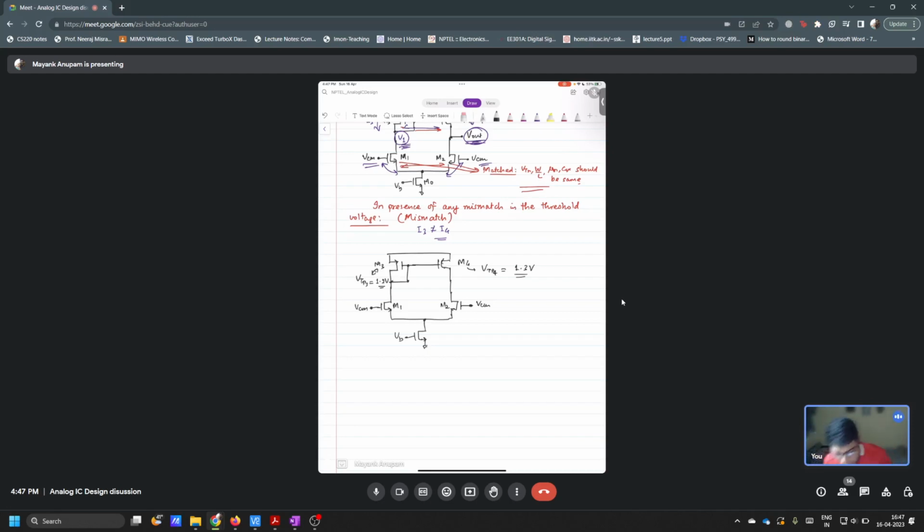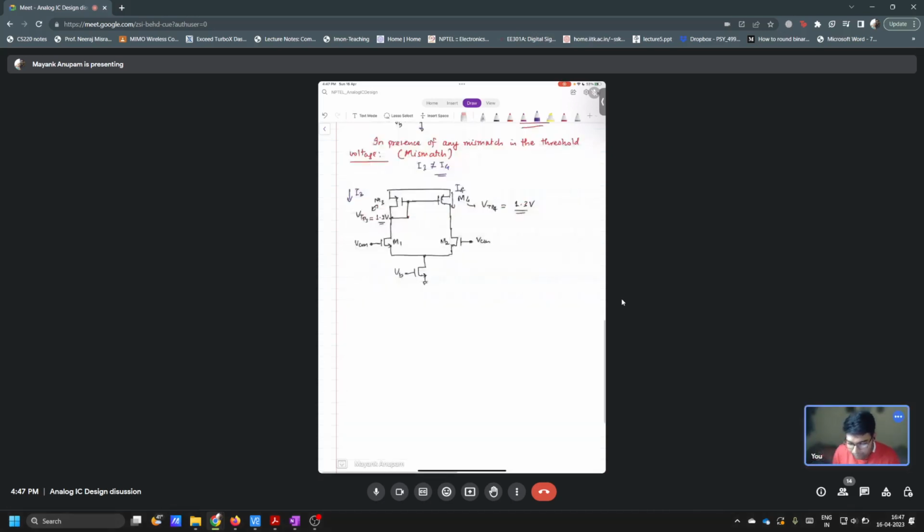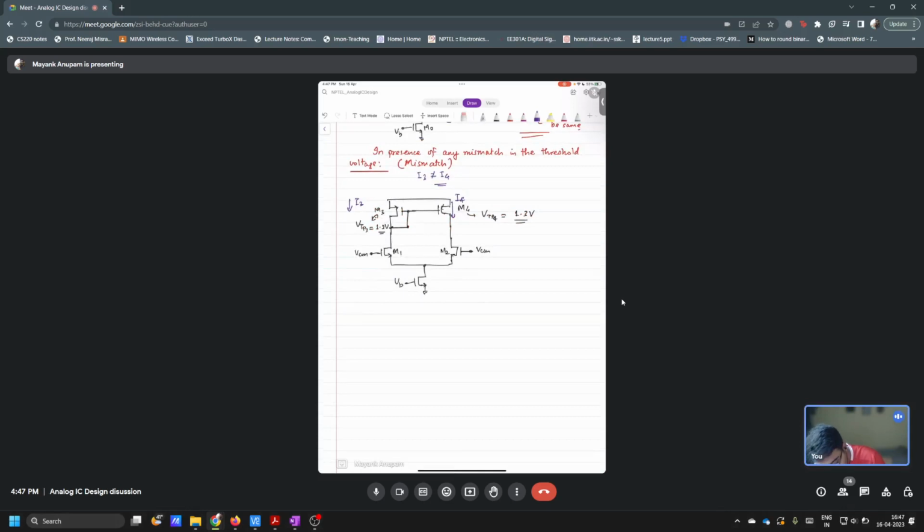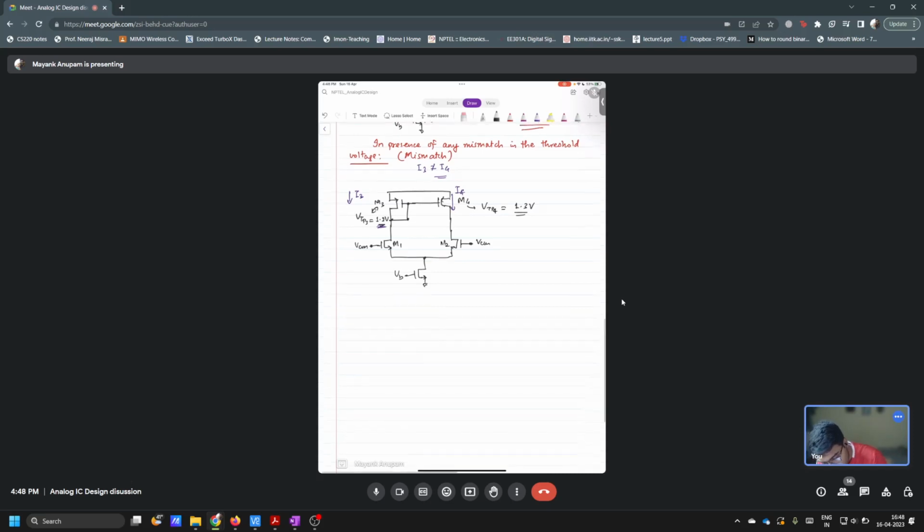So which current should be higher in this connection? In I3 and I4, which should be higher? I3, sir. Why do you say that? The difference voltage is lower. Correct, definitely. So effectively you see that the overdrive increases for M3, because VTP3 is lower, correct? Yes, sir. So how can you model it?